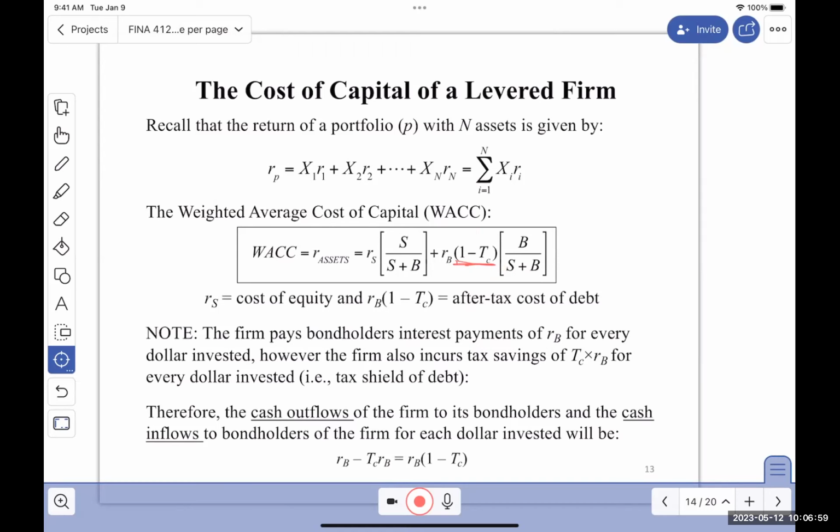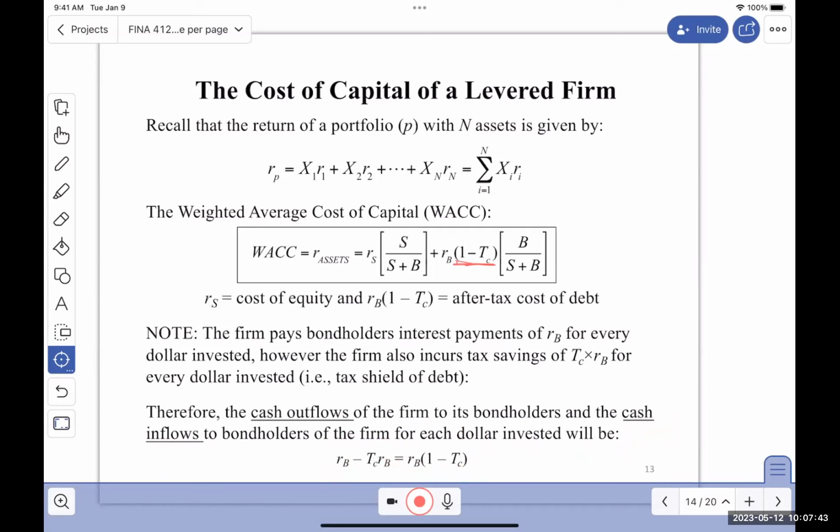Okay, so how do I get this term? I've made some notes here. The firm pays bondholders interest payments of RB for every dollar invested. However, the firm also incurs tax savings of TCRB. So this looks like a tax shield, right? When we did the tax shield for depreciation it was TCD, now it's TCRB for every dollar invested. Therefore, the cash outflows of the firm to its bondholders for each dollar invested will be RB minus TCRB. So they pay this out, but then they save this in taxes, so this is where that comes from.